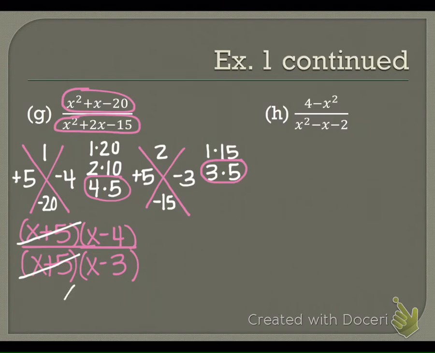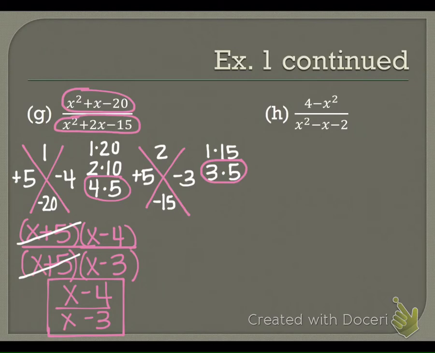So my final answer is x minus 4 over x minus 3. Okay, this is where you should have your aha moment. Now do you see why before you couldn't cancel those binomials? You have to have a binomial over itself in order for it to cancel. Okay, any questions? All right, let's look at letter H.